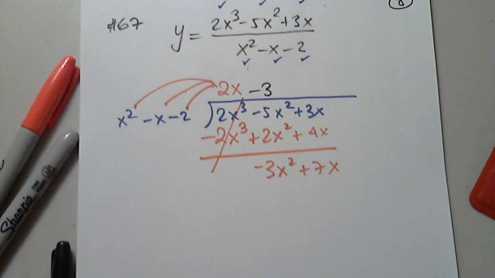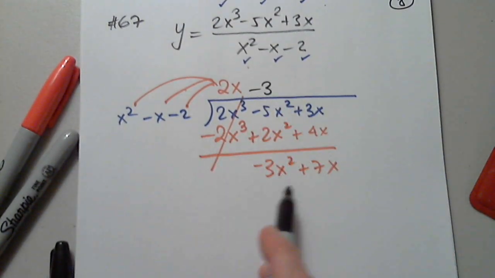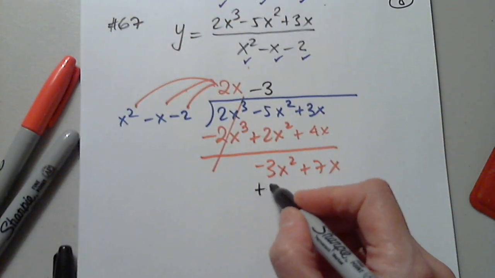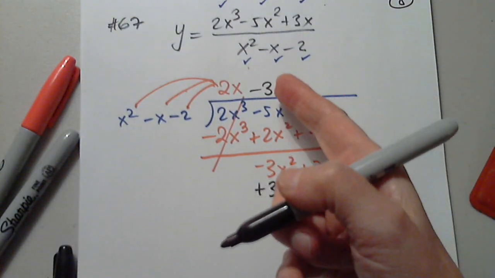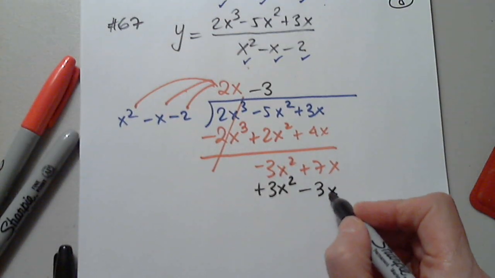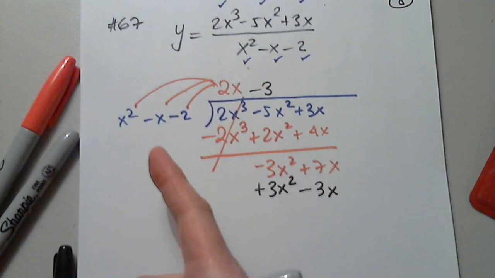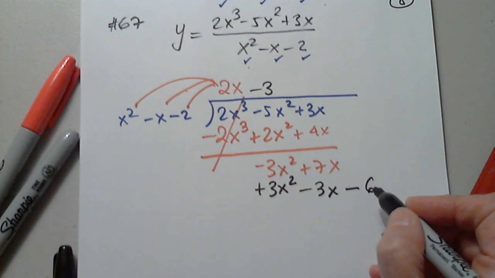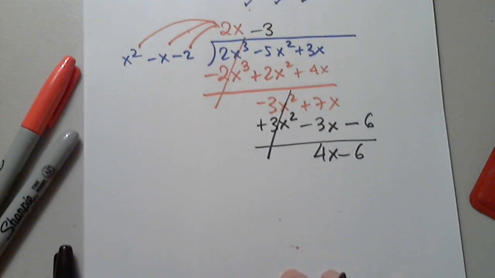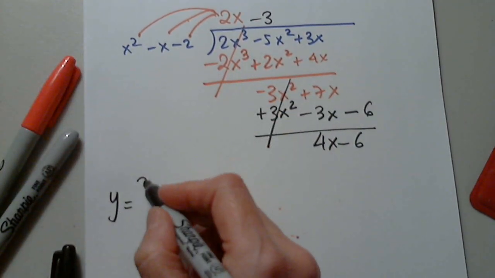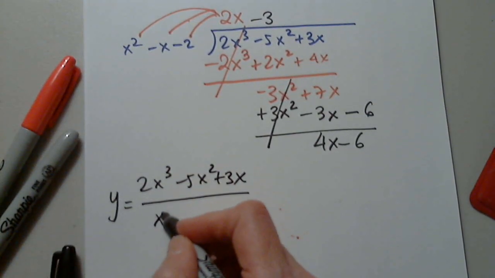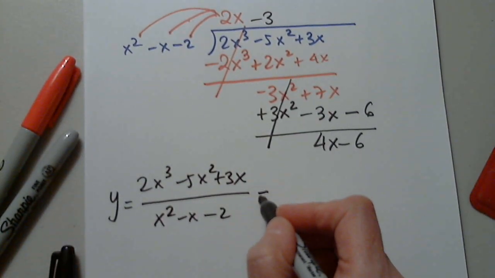Good. We distribute negative 3 to all three and write under like terms. Negative 3 times x squared is negative 3x squared. Switch. Negative 3 times negative x is positive 3x. Switch. Negative 3 times negative 2 is positive 6. Switch. 4x minus 6. So this function, which was 2x cubed minus 5x squared plus 3x divided by x squared minus x minus 2, can be presented as.